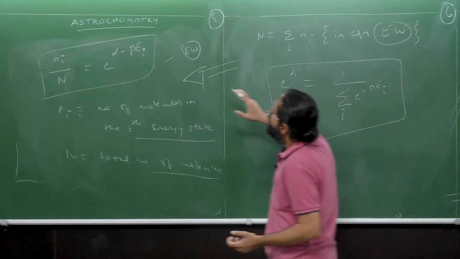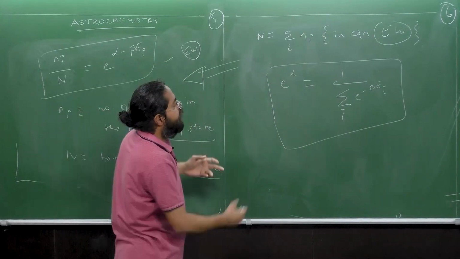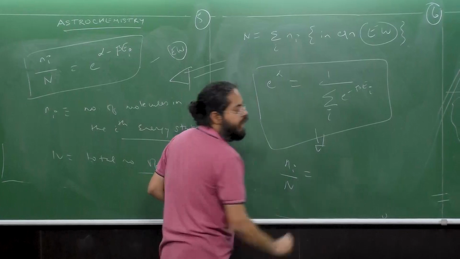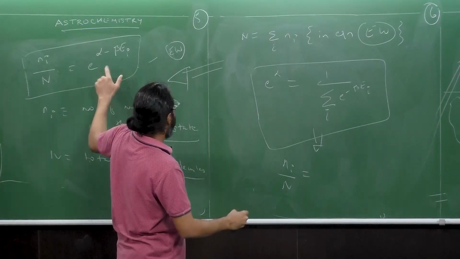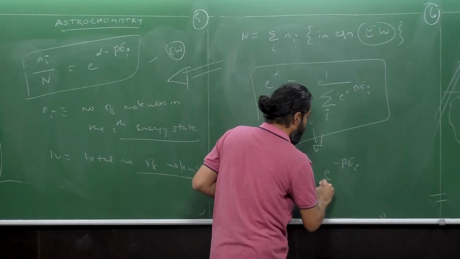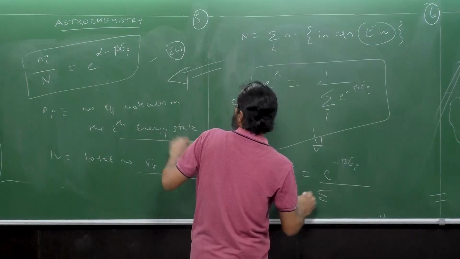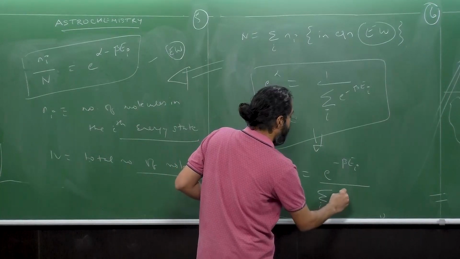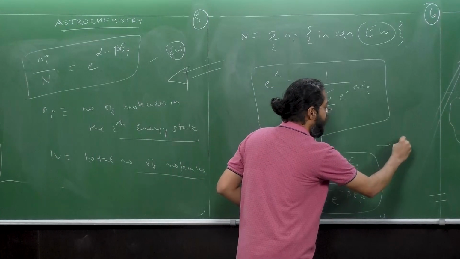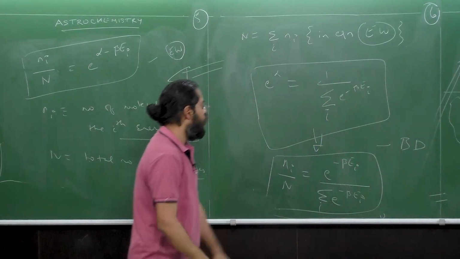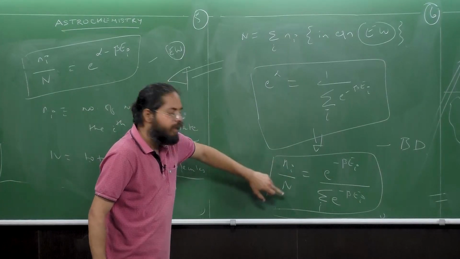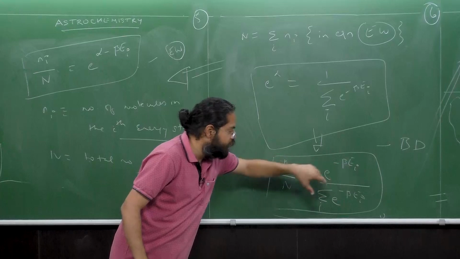Now, if I substitute this over here, I will naturally be getting my Ni divided by N as following: e to the power minus beta Ei divided by sigma over i e to the power minus beta Ei. This is the final expression for the Boltzmann distribution, which gives the ratio of the number of molecules in any particular state to the total number of molecules.